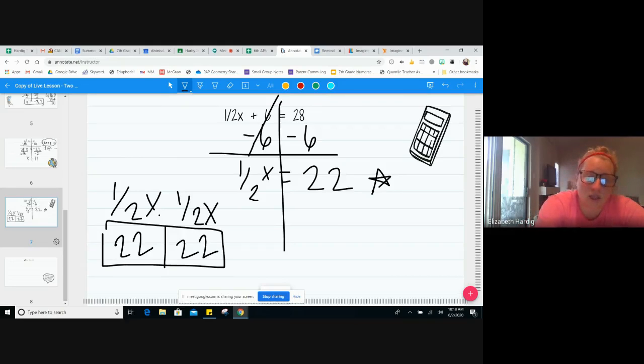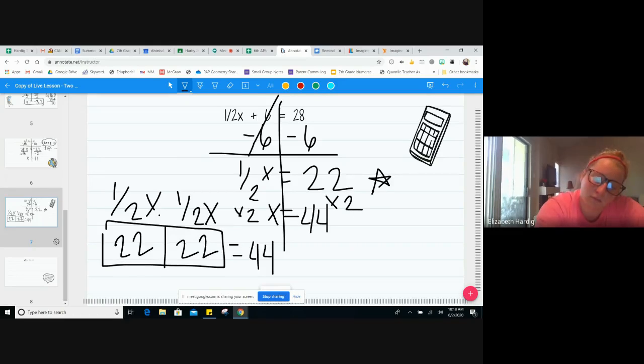So 1 whole x was equal to how much over here? 44. Yes. Which really, it's kind of like I just doubled it. Because if you have half of something and you double it or multiply by 2, that gives you 1 whole. And if you multiply by 2 on one side, you would multiply by 2 on the other to give you 44.